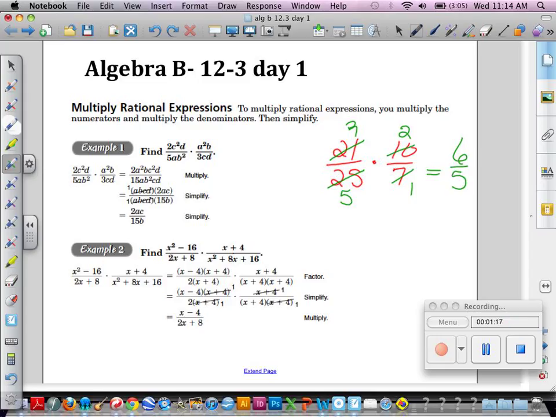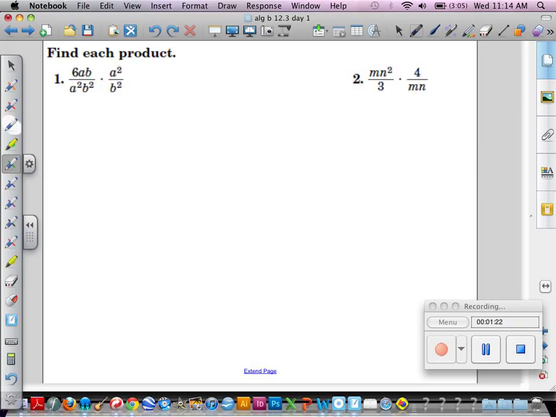Alright, so now let's apply this to rational expressions. We're going to do the first 4 in your packet. I'm looking at number 1, and it says find each product. So I'm looking to cancel. I see that I have an a squared on the top, and that's going to cancel with the a squared on the bottom. I see I have a b on the top and a b squared, so one of the b's is going to cancel. That'll leave you with a b on the bottom.